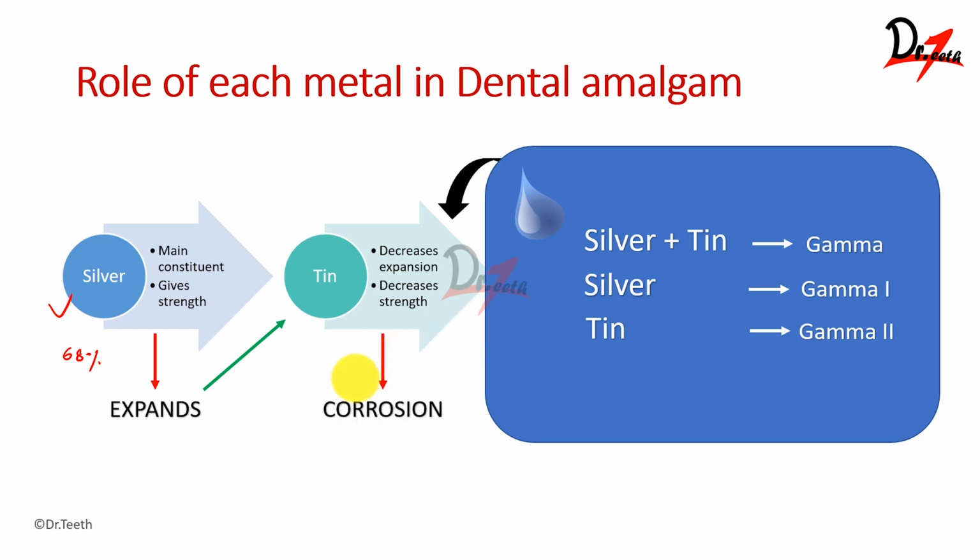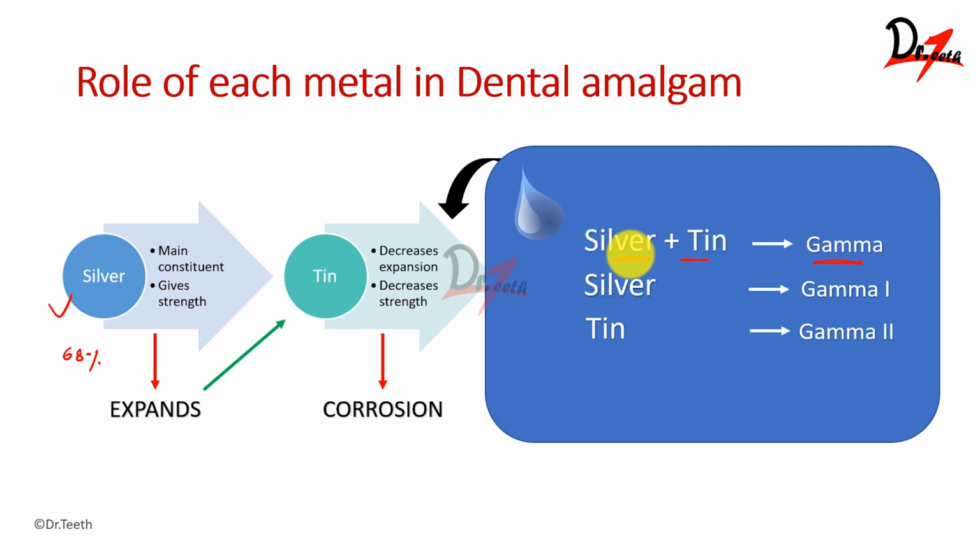Tin also causes corrosion. Let us see why does corrosion happen. So in the powder, we have silver tin as the main constituent. So when the silver tin remains unreacted, they form the gamma phase. And that phase is the strongest phase. It does not corrode. But the problem is that it cannot stay there, right? It needs some support to form the matrix.